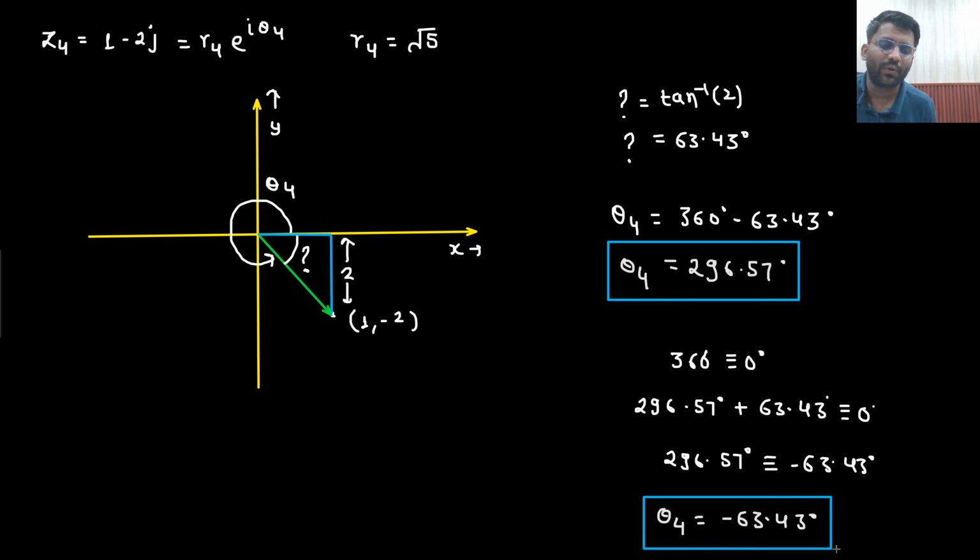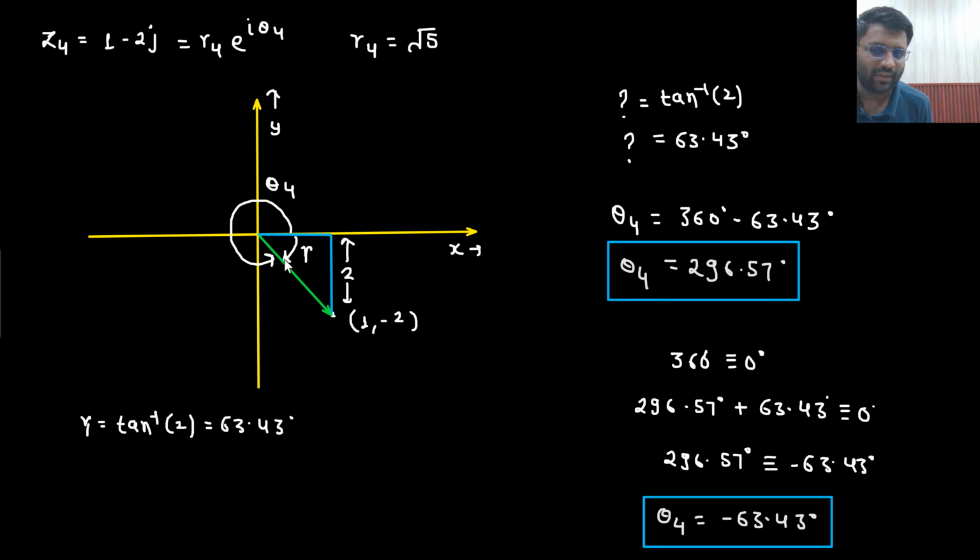Or you can go by the diagram directly. I will measure the angle in the clockwise direction, instead of the anti-clockwise direction. Let's call this angle gamma. I know that gamma is tan inverse 2, which is 63.43 degree only. But is that the correct answer? No, sir. Since I am measuring the angle in the clockwise direction, the actual answer for theta 4 would be minus gamma, that is minus 63.43 degree.